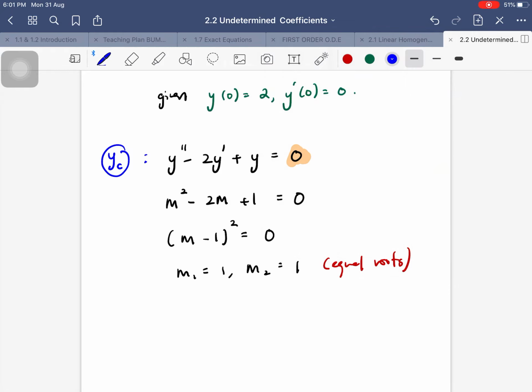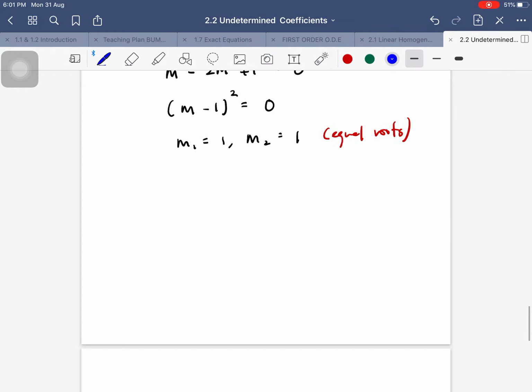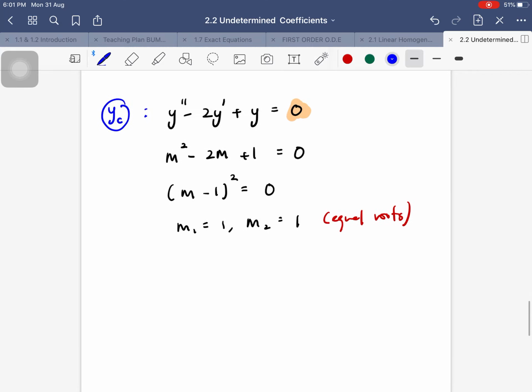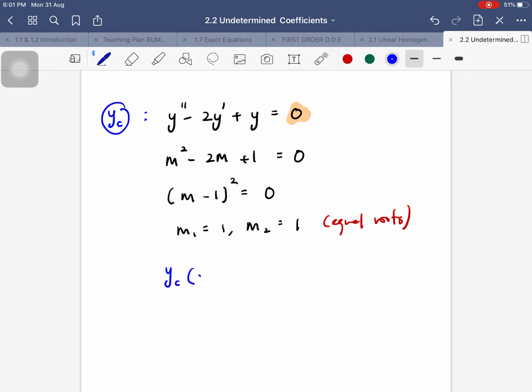So that is why when I write down my solution, so what is my variable? So it's going to be x. So according to what we have discussed before, our solution when we have equal roots, yc of x is going to equal a plus bx exponential of 1x. So my m is equal 1, so it's going to be exponential of 1x. So that is simply going to be exponential of x. Okay, so now that I am done with the yc, so that's it. So yc is just 2 marks. So all you have to do is, so change it to homogeneous equation, find the roots, write down the solution, and then you are good to go with the yp.